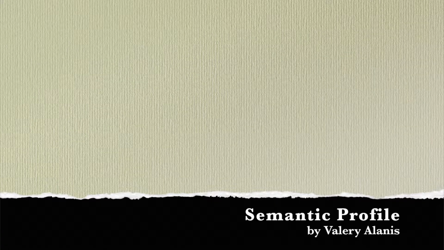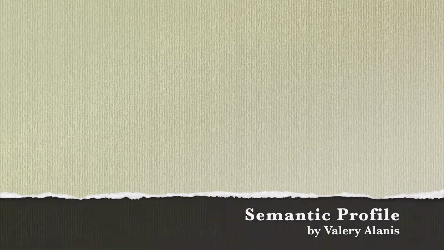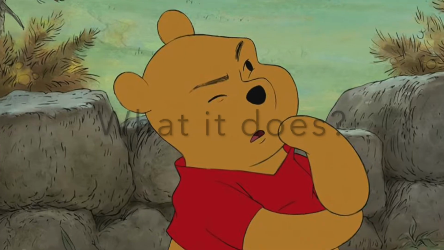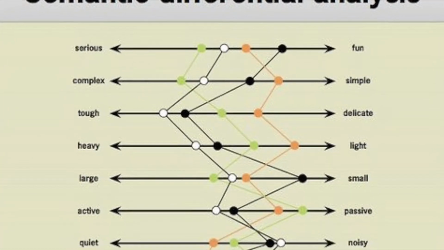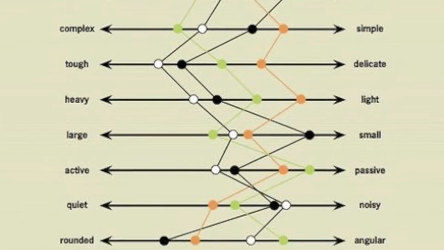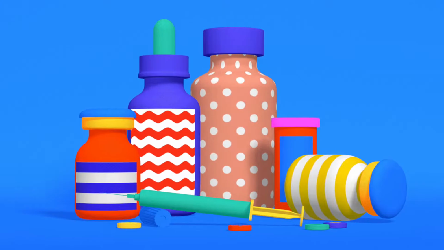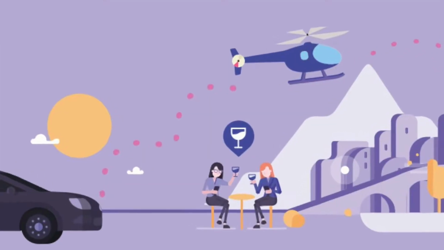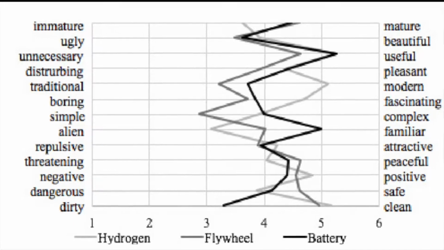Semantic Profile. Making profiles of entities based on a set of semantic scales and comparing those profiles. What it does. Semantic profile is a method based on Osgood's semantic differential, used in social sciences that measures people's attitudes about products, services, experiences, concepts, and similar entities.